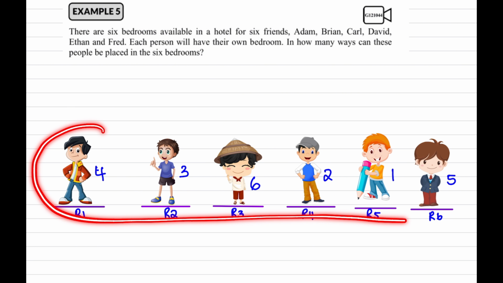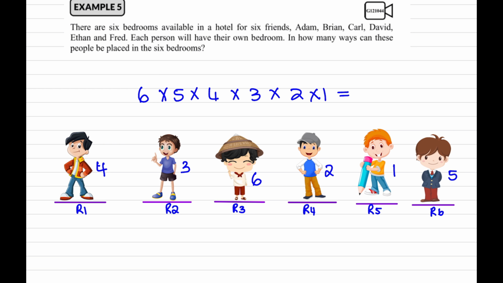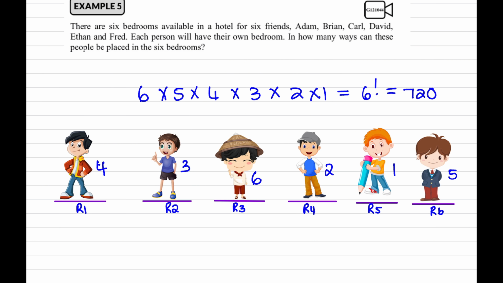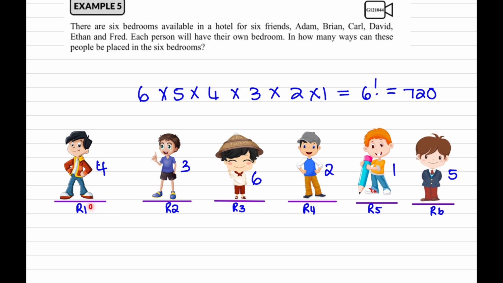So altogether, what we can see is that we can multiply again. So we have 6 options times 5 times 4 times 3 times 2 times 1, which is the same as saying 6 factorial. And if you use your calculator, that is 720. What that means is the total number of combinations in which we can place these 6 friends in 6 different rooms is 720 different combinations.